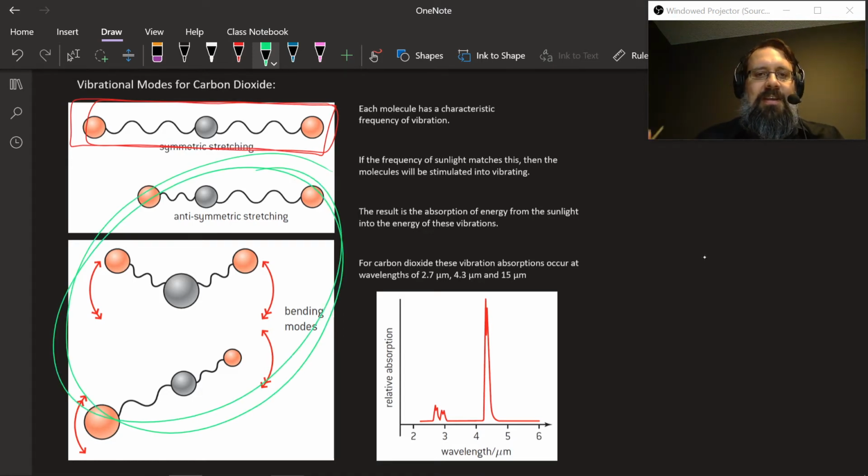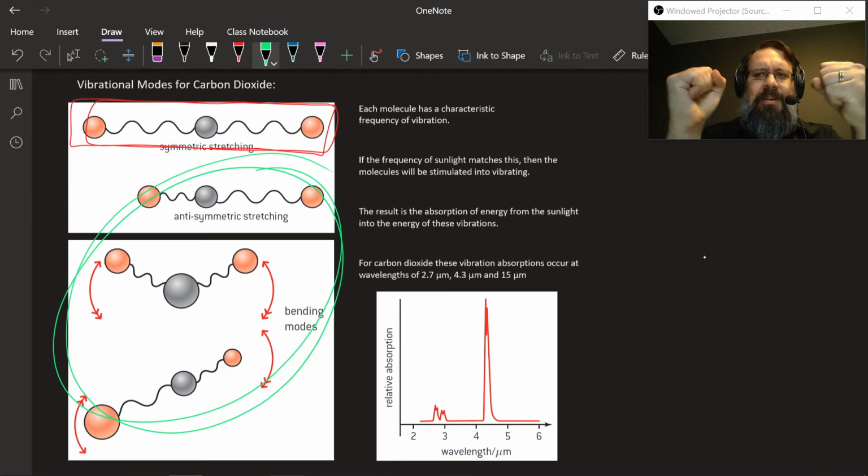So you can see that there's this anti-symmetrical stretching. This one is symmetrical, so that's not what sunlight does to carbon dioxide. But sunlight does these other three things to it. These are what we call the natural modes. I'm just focusing on carbon dioxide. These are the different ways that carbon dioxide can oscillate or vibrate.